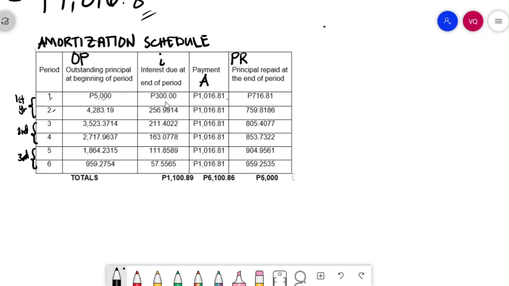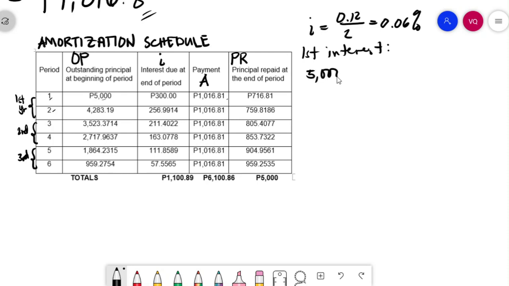Where did we get this 300 pesos of interest? From our effective interest, i is equal to 12% and it is compounded semi-annually. So, we will have 0.06. And then, for this 300 pesos from our first interest, we have the initial outstanding principal of 5,000 pesos multiplied by 0.06, so that is equal to 300 pesos.